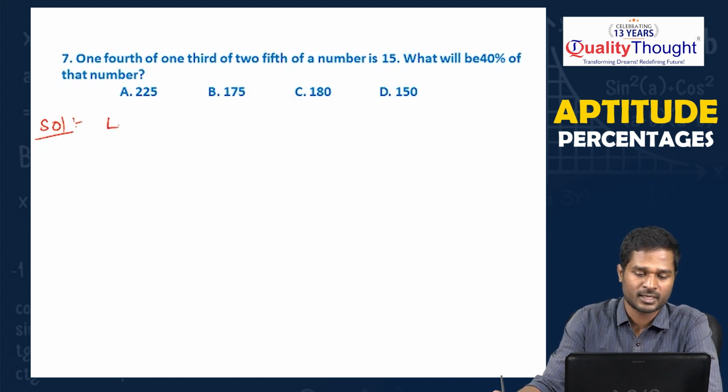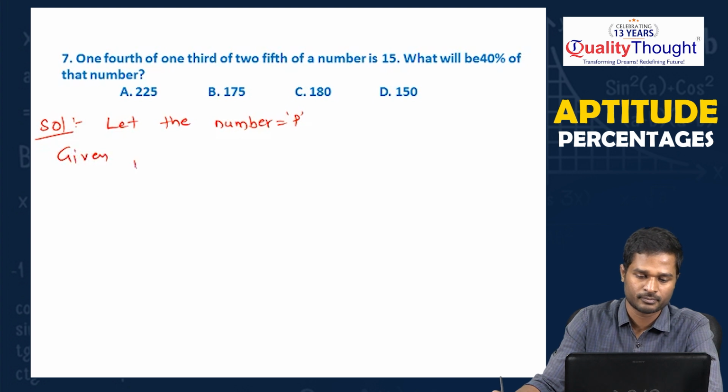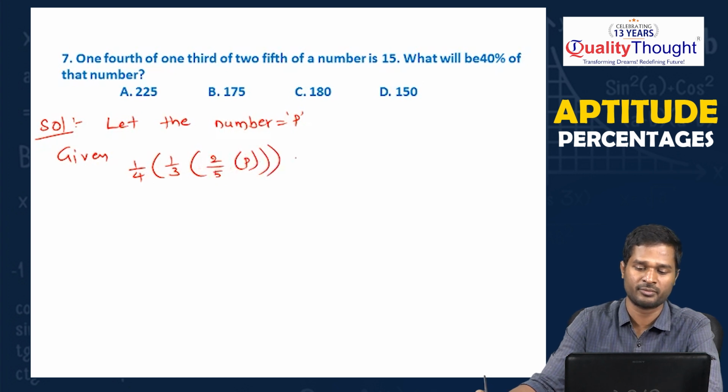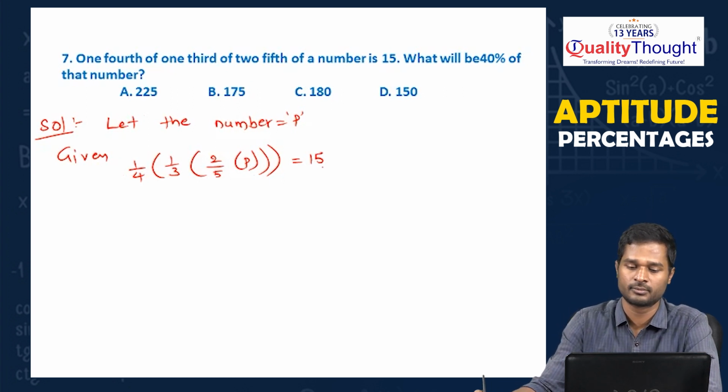See, let us consider something. So, let the number be, any variable you take, I will take the number as p. Okay. Now, write what he has given in the question. So, 1/4 of 1/3 of 2/5 of this number. Now, close the bracket. So, 2/5 of this number, if you calculate it, you will get the answer 15. So, 1/4 of 1/3 of 2/5 of a number is 15.